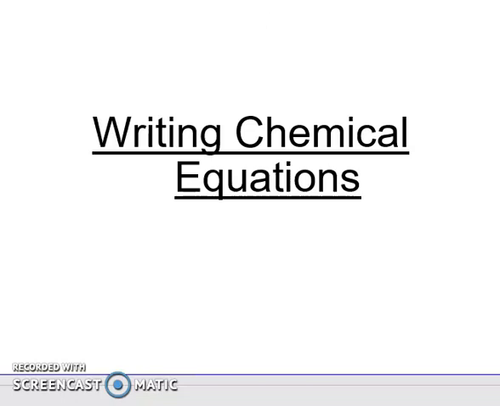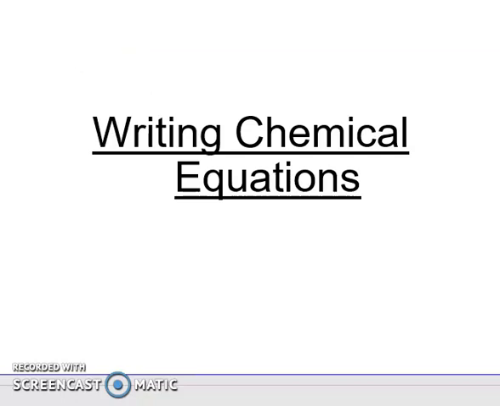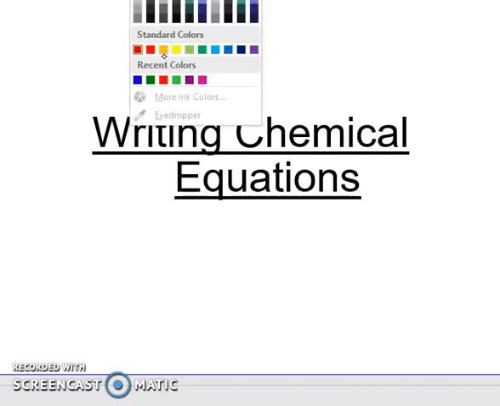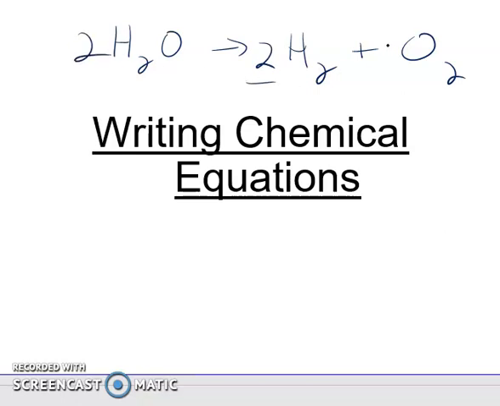All right, this is video 6 of Unit 4. And in this video, we'll talk about writing chemical equations. Remember, chemical equations are representations of chemical reactions. So, for example, when water is broken down into hydrogen and oxygen gas, you can represent that with a chemical equation. You can balance the equation to make sure you see we have twice as much hydrogen as oxygen.